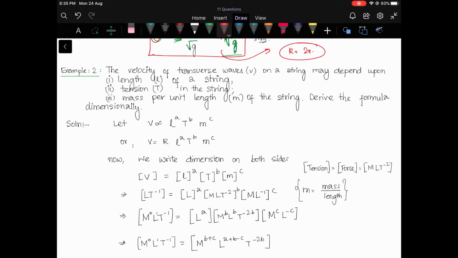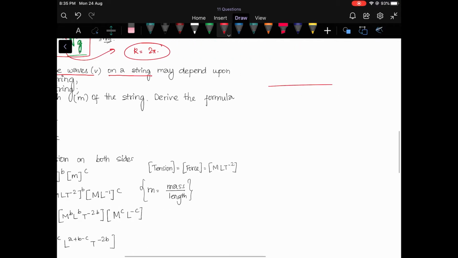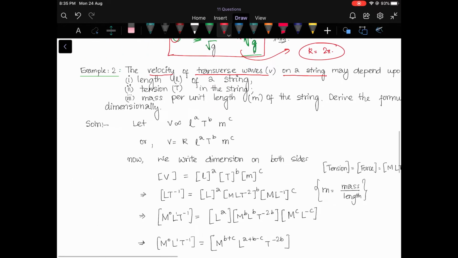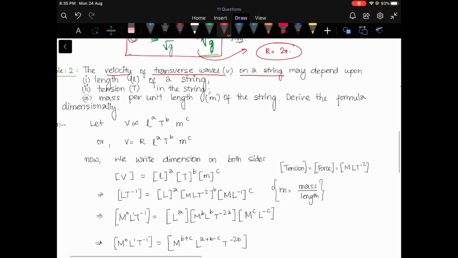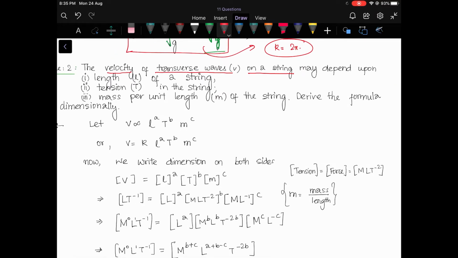Next, suppose we have a problem where they have given the velocity of transverse waves v on a string. If you remember, you have a string like in a guitar, and once you start playing, vibrations are set up in the guitar. So this guitar string, which is made to vibrate, is going to have some velocity, and that velocity, according to this question, depends upon the length of the string. That's the first thing they have given.